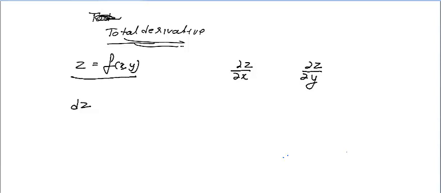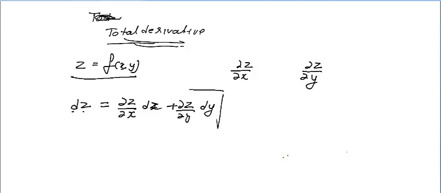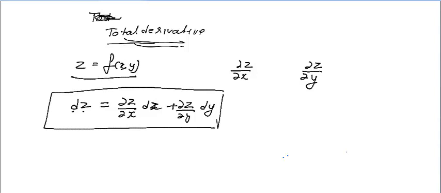So what is the formula of dz? Sometimes you want to find out the dz, total derivative of z. So this will become partial derivative of z with respect to x, I will write dx, plus partial derivative of z with respect to y, dy. So this is the formula of the total derivative of z. And it is very easy to understand. If the same thing will be transferred to the composite function.